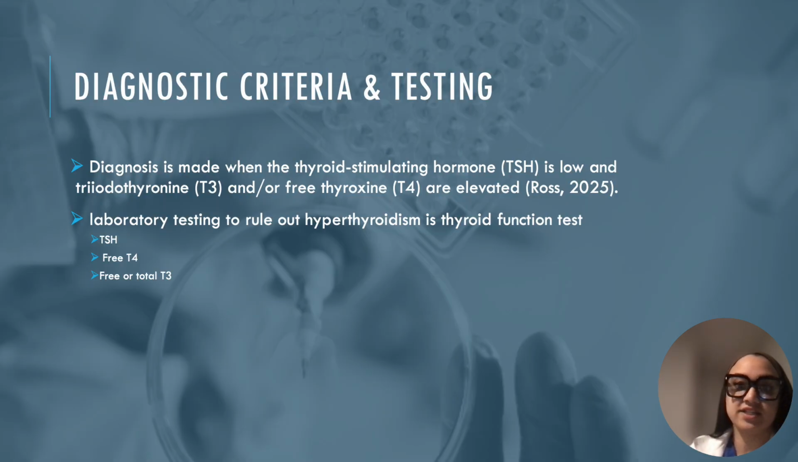So, the diagnostic criteria and testing: diagnosis is made when the thyroid stimulating hormone is low and the T3 and/or the T4 are elevated. You would rule this out through laboratory testing, and you want to test a TSH. Typically, you get a baseline with the TSH, and if that's out of whack, then you can do a free T4 or a free T3 to see what's going on. But when a patient's presenting with all these symptoms, it's no problem to just go ahead and get all of these lab tests done.